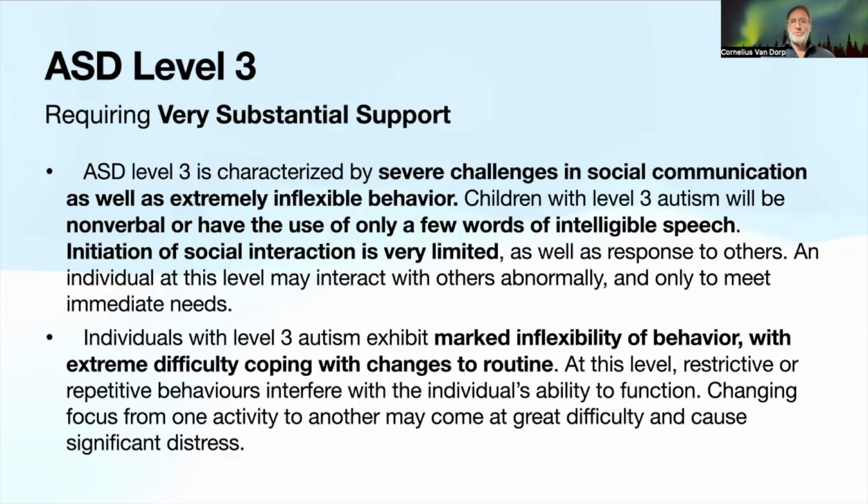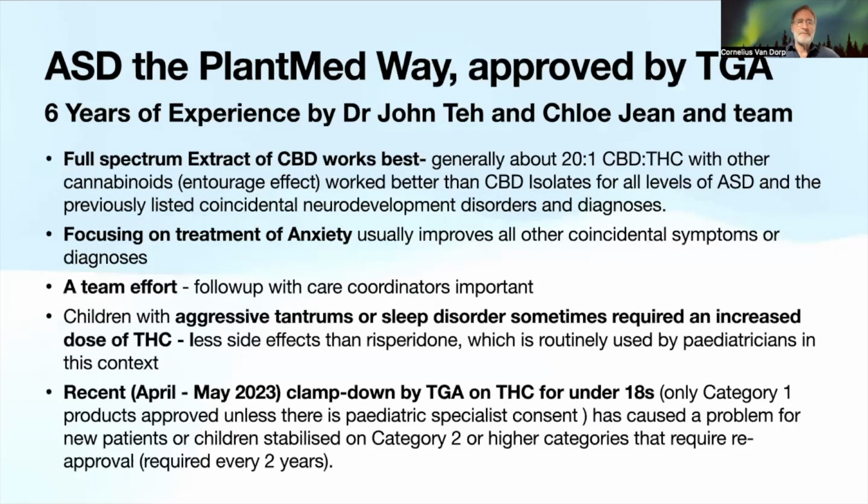Then ASD level 3, the top level, very substantial support. And that's characterized by severe challenges in social communication, as well as extremely inflexible behavior. Children in level 3 autism will be non-verbal or have just 1 or 2 words of intelligible speech. That's it. Marked inflexibility of behavior with extreme difficulty coping with changes to routine.